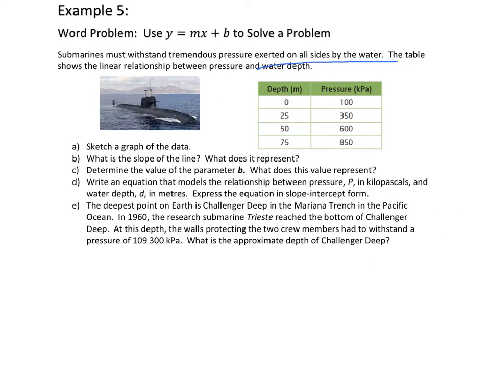Using this table of values for example 5, we are going to sketch a graph of the data, find out the slope of the line and what it represents, determine the value of the parameter b and what it represents, write the equation in terms of pressure and depth in meters in the slope-intercept form, and determine the depth of the water when the pressure is at a certain value.